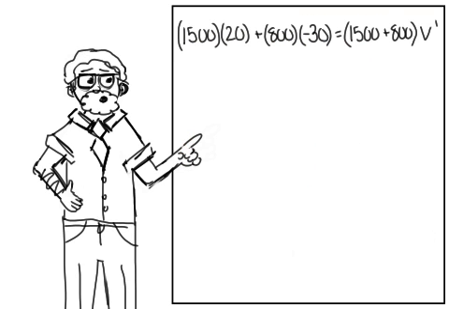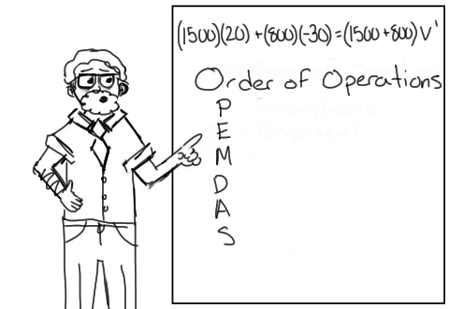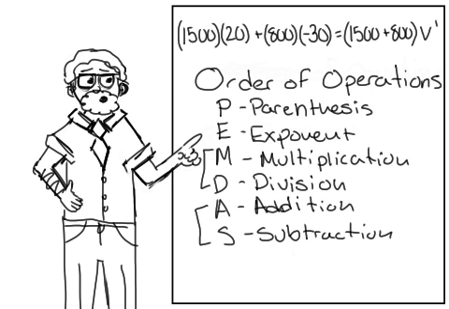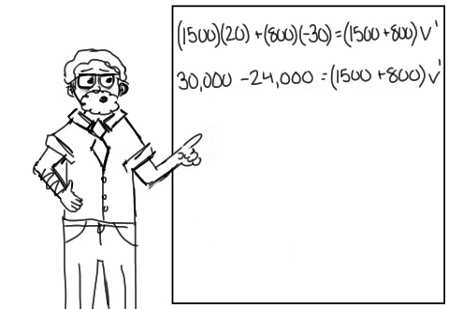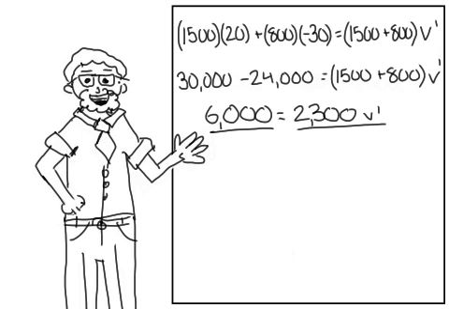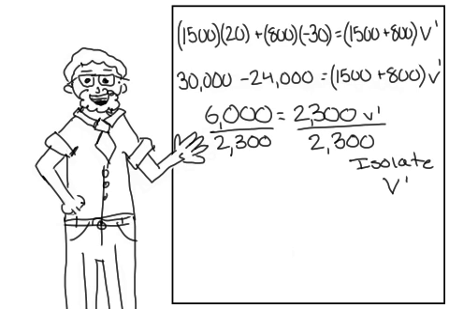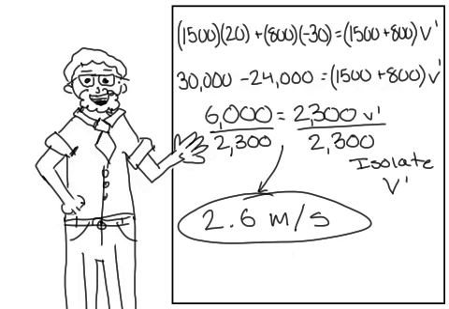Now that they are plugged in, we just do some simple algebra following order of operations, solving the multiplication, then the addition. We should end up with 6,000 equals 2,300 times v prime. We can divide both sides of the equation by 2,300 to isolate v prime. Our final answer is 2.61 meters per second.